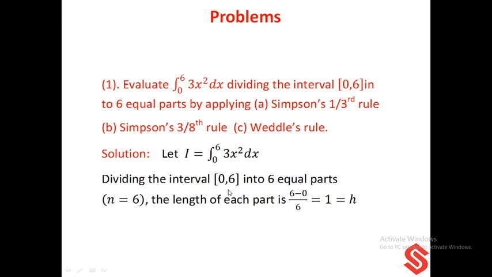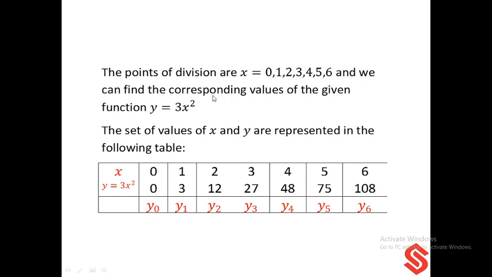So divide the interval 0, 6 into 6 equal parts. So n is equal to 6 here. So the length of each part is h, given by 6 minus 0 by n, that is 6 minus 0 by 6, we will get 1. h is equal to 1. So the points of division are x, starting from 0, you go on adding h, which is 1 here, so we will get 0, 0 plus 1 is 1, 1 plus 1 is 2, next 3, 4, 5, 6. And we can find the corresponding values of the given function y is equal to 3x square.